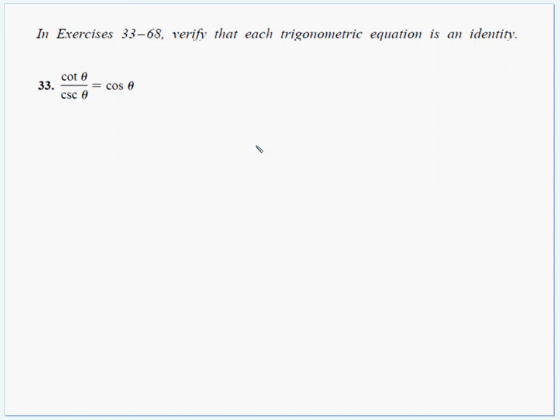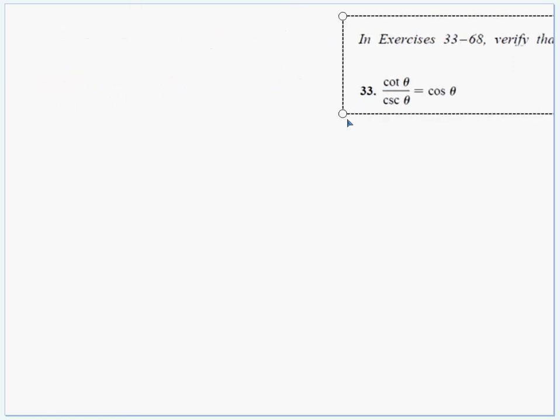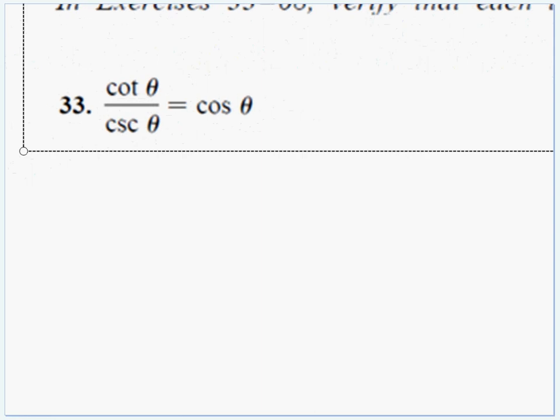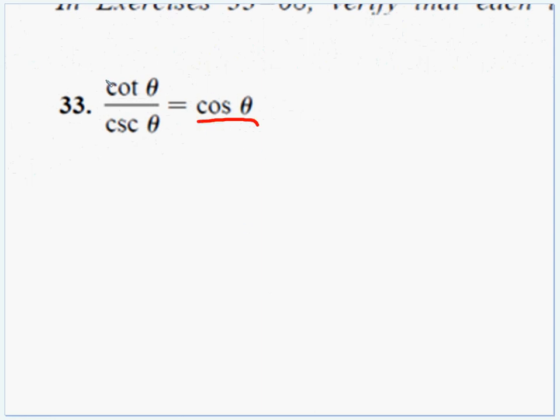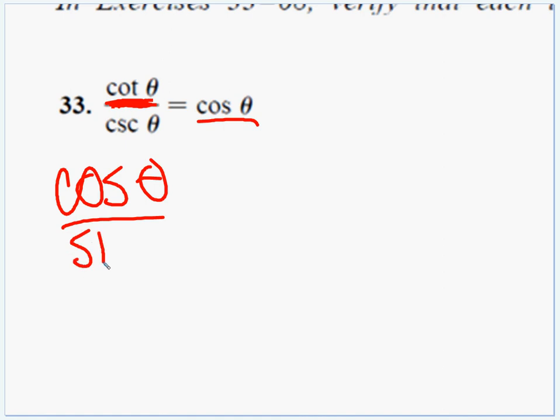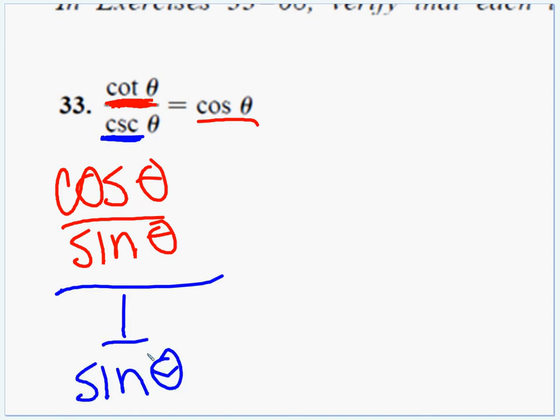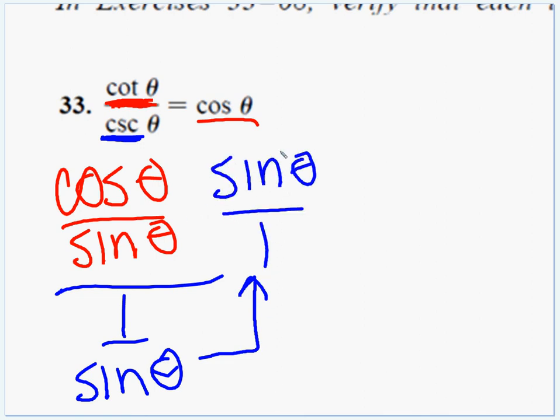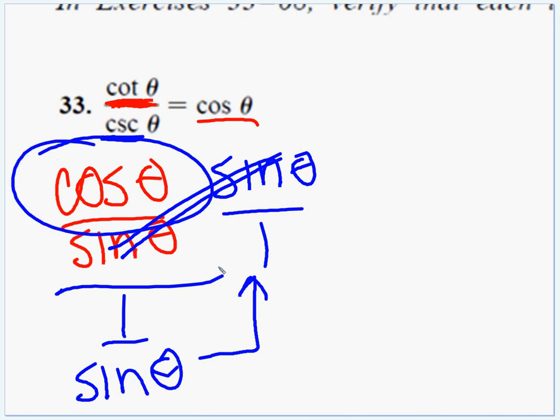Now the back page here, we will verify the identity. So we do have an equals. We do have a finish line, so we know when we're done. So I'm looking at my finish line here. It's cos. Might be a good idea to turn everything over here into sines and coses. Well, this cotan in the numerator, that's going to be cos over sine. And then underneath that denominator, we have a cosecant. I'm going to make that 1 over sine. And a fraction divided by a fraction, of course, we're going to bring that one up and flip it. So now it's sine theta over 1. We get our cancellation. And we've got cos is equal to cos. We've made it to the finish line.